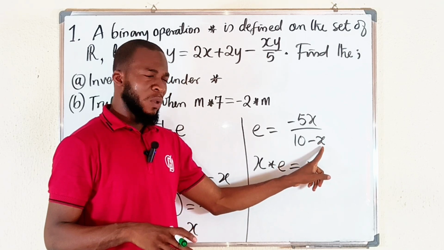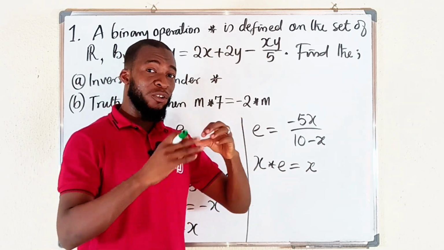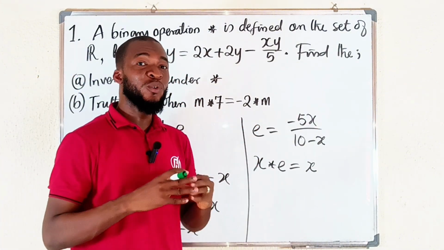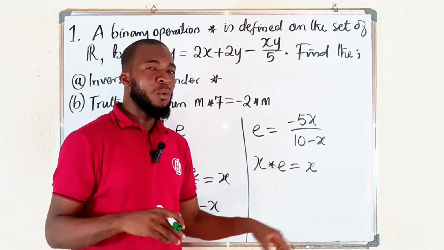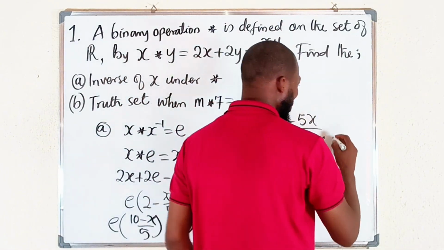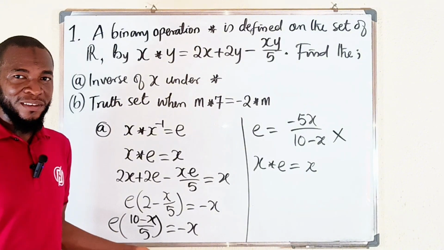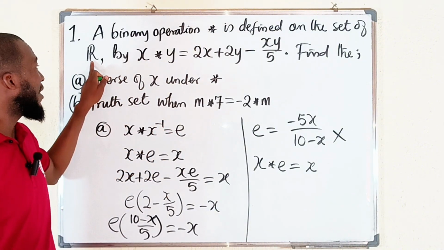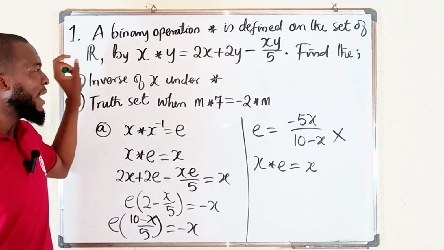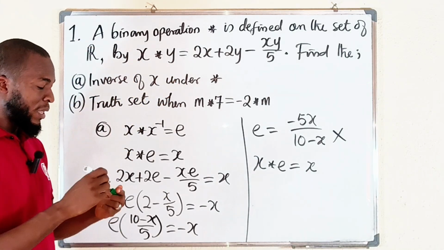10 minus x. What if x is 10? Because 10 must be a member. We are talking about real numbers. 10 is also a real number, right? 10 minus 10 will give you 0. And in mathematics, we don't divide by 0. From here, you can even conclude that this statement is not true because x can be 10. 10 is also a real number. You can see that from the set of real numbers. Therefore, the first question here, 1a, has no solution.